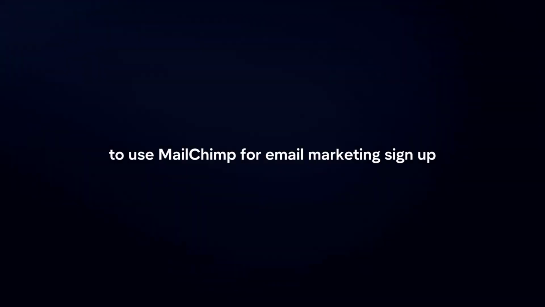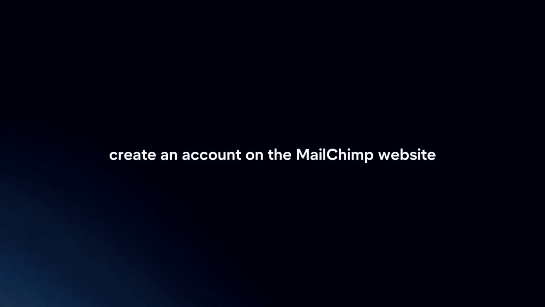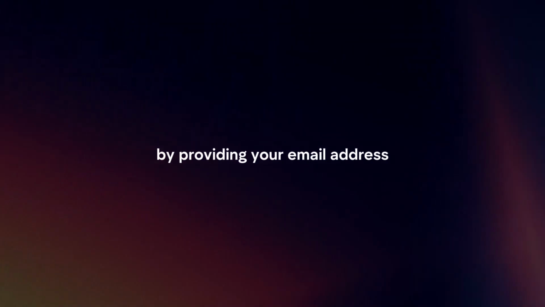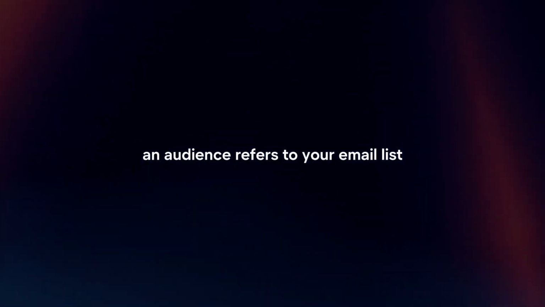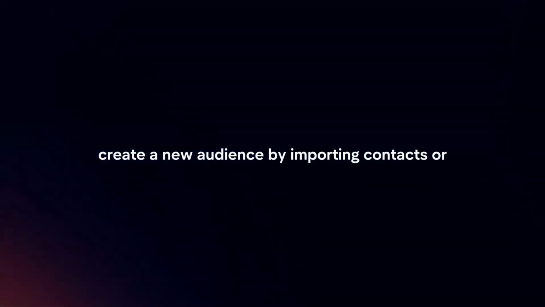To use Mailchimp for email marketing, sign up. Create an account on the Mailchimp website by providing your email address, username, and password. Create an audience. In Mailchimp, an audience refers to your email list. Create a new audience by importing contacts or adding them manually.